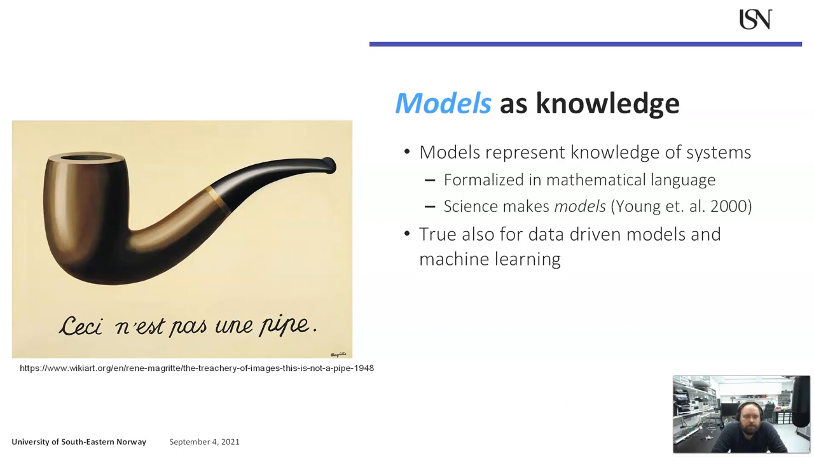The first time this concept was introduced to me was a professor who showed this picture, which I have been told says in French that this is not a pipe. Obviously it's not a pipe, it's a picture of a pipe. Just as a model is not the physical system, it is a representation of the physical system, which can convey the knowledge of how the system behaves to a certain extent.